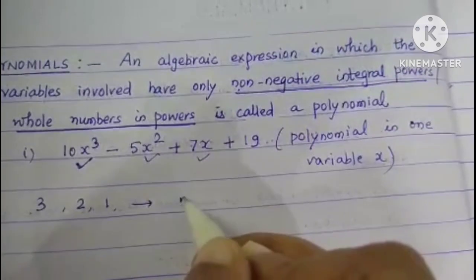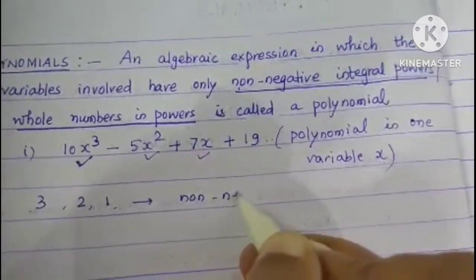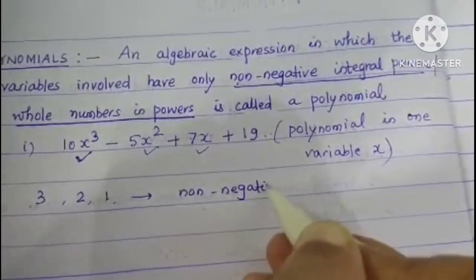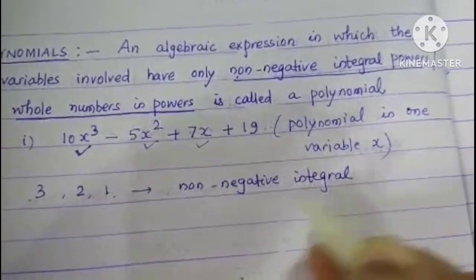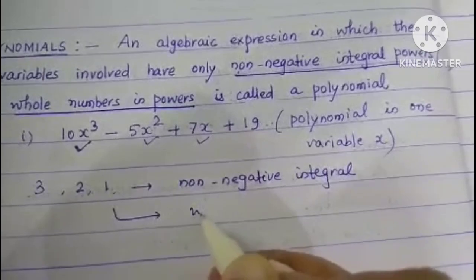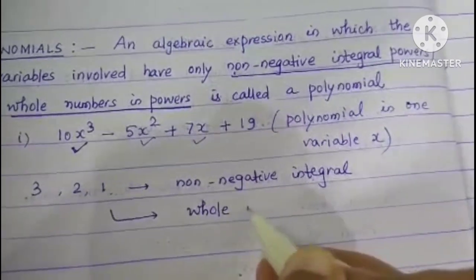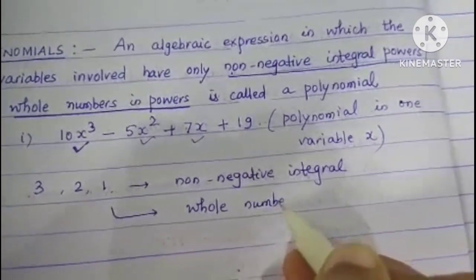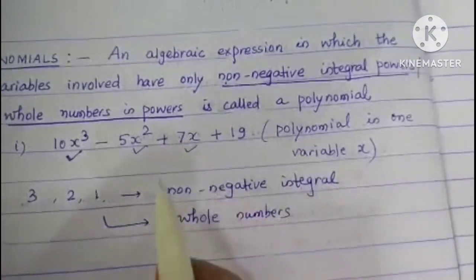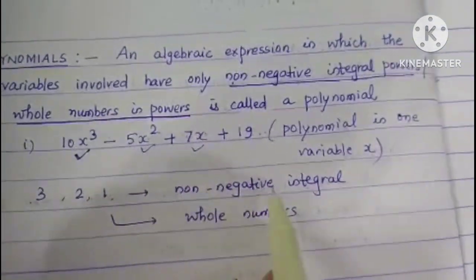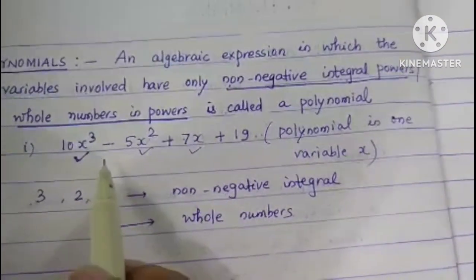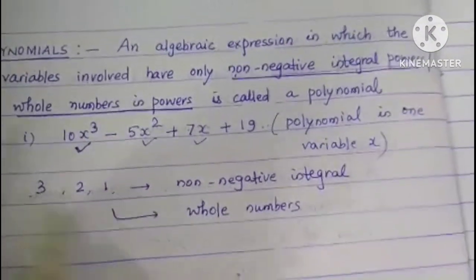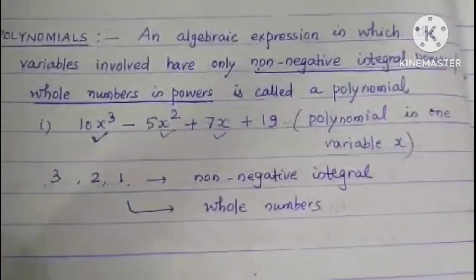All of these powers are non-negative integral powers, or you can say that all of these numbers are whole numbers. So as per the definition, we should have non-negative integral powers or whole numbers in the powers of variables, then and only then it is called a polynomial.